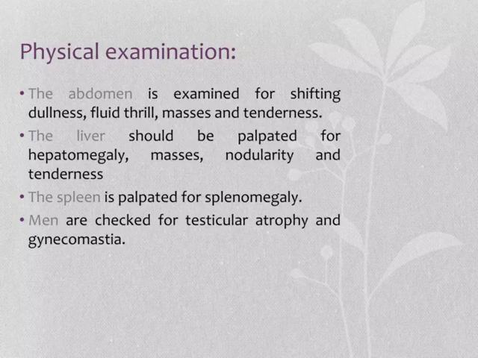For the liver, we have to define if it's enlarged or not, any masses, any nodularity, any tenderness, and the liver span we have to mention. The other organ is the spleen. Evidence of splenomegaly is a very important clue in the diagnosis of liver disease itself. It may not only be liver disease but also due to blood disorders, so it should be palpated and the size defined, and whether there's splenomegaly or not.